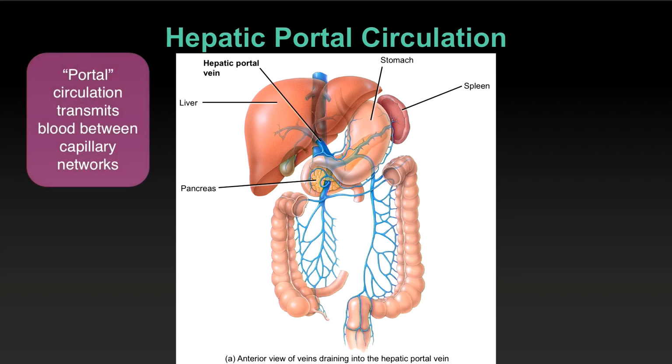Now it's called portal circulation because it doesn't follow the typical progression. It's circulation that doesn't connect arteries to veins. This connects two capillary beds. They are capillary beds at the stomach or the intestines, and the capillary beds at the liver. So these are veins that specifically connect two capillary beds.